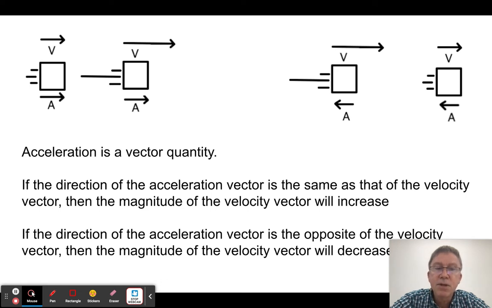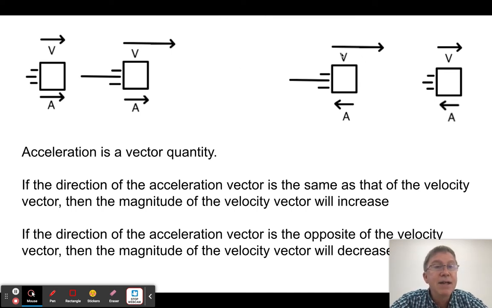And so when we're looking at motion problems, we need to consider both the direction of the velocity vector and the acceleration vector. So look here. If the acceleration vector is in the same direction as the velocity vector, then the velocity's magnitude will get larger. It will speed up in whatever direction it's going. So in this case, it's moving in the positive direction, the acceleration is in the positive direction. Since the acceleration is pointed in the same direction as the velocity, its velocity will increase in magnitude.